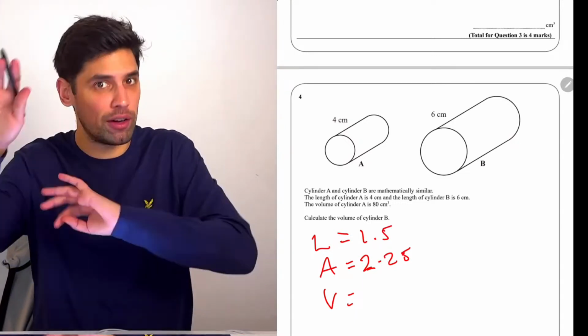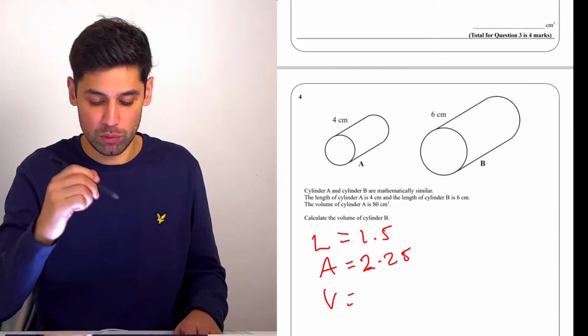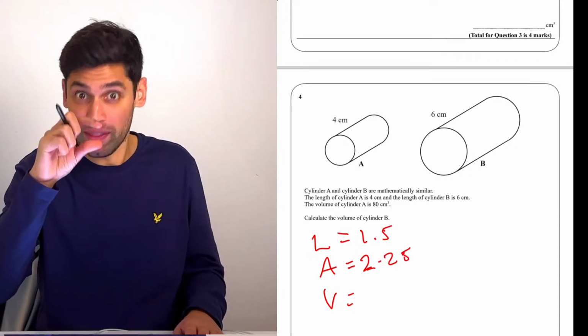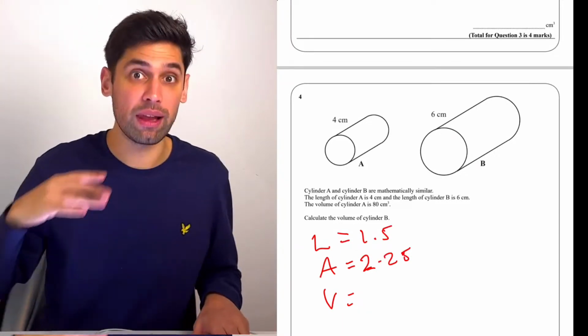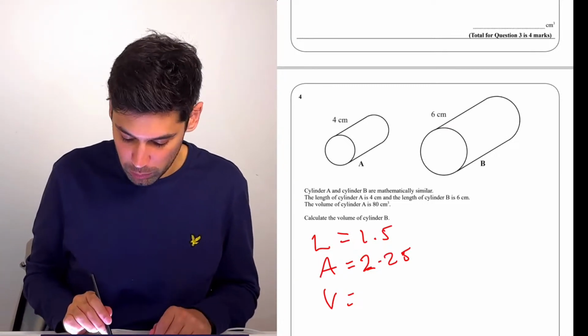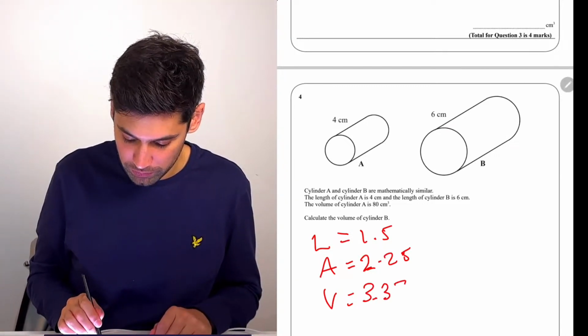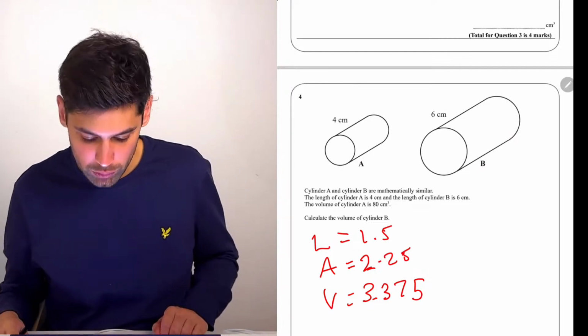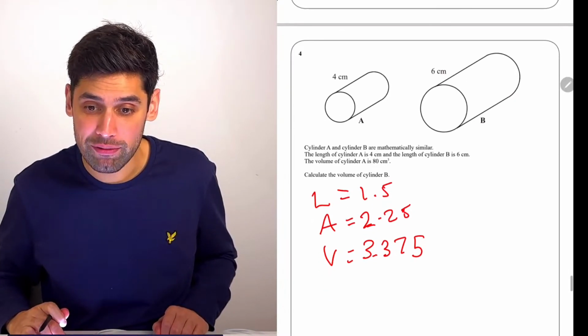Don't do 2.25 cubed. That's a mistake a lot of people make. They square it to get the area, and then they cube that. No. We go back to length. Length is what we cube to find volume. And that is going to be 3.375. So now we have our LAV scale factors.